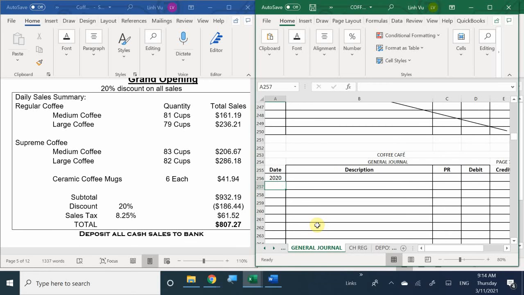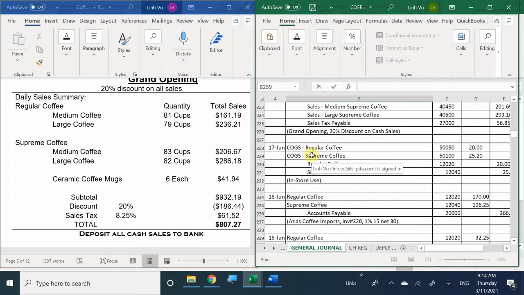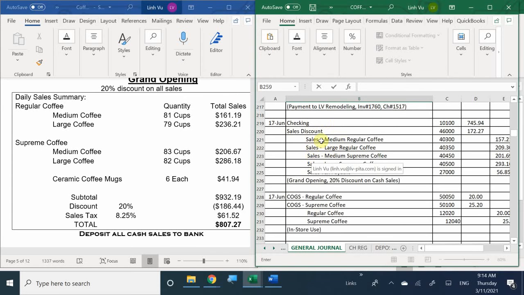Checking. Good, because we have cash sales, right? Sales discount. We have checking, sales discount. What else? Sales medium coffee. Sales medium coffee. So this is all going to be the same as up here, except one thing is different.